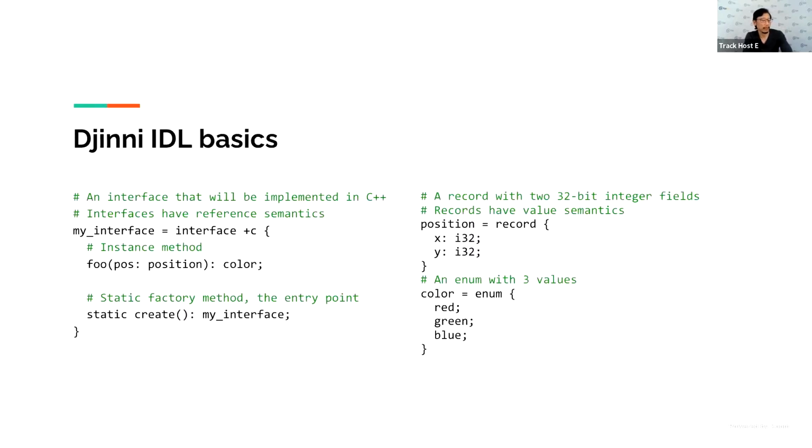So in this example, you can see on the left we have an example of an interface. That interface is going to be implemented in C++, hence there is a +c after the interface keyword. The name of the interface is my_interface and it has two methods. One instance method that you can call on the object, and one static method, which is a factory method. You just call it to create an implementation of that interface. On the right, we have one record and one enum. The record has a name and you define a few fields to specify the types. And the enum is very straightforward, very close to what C++ enums look like.